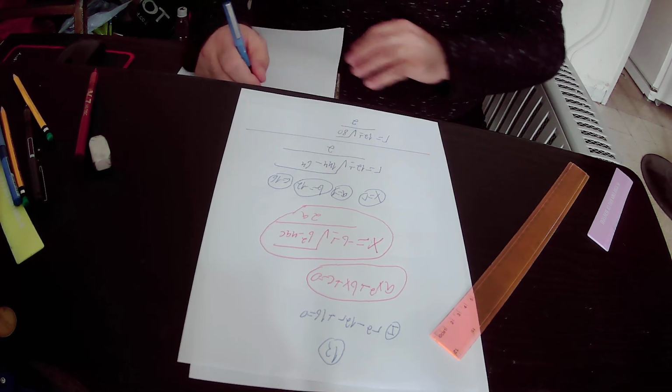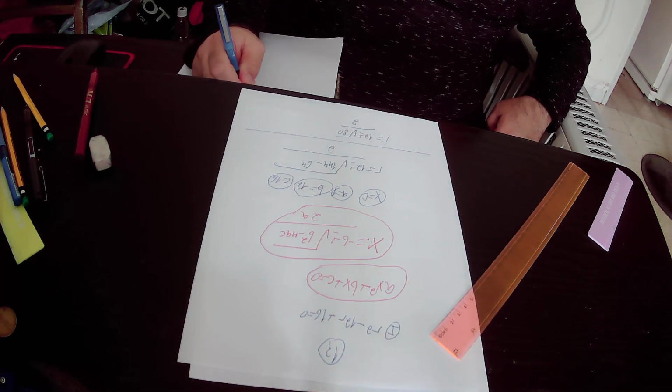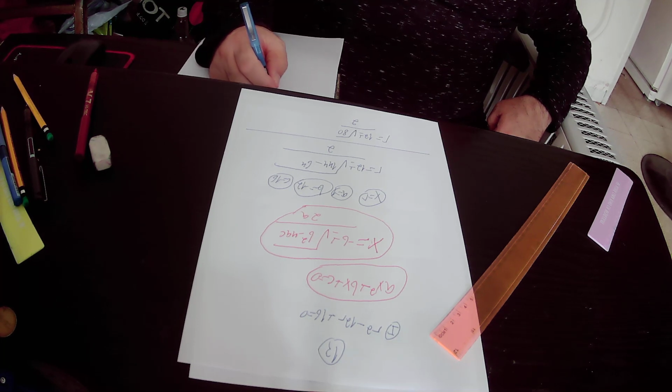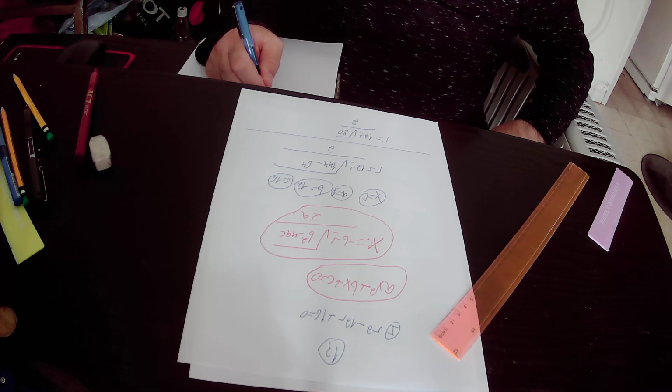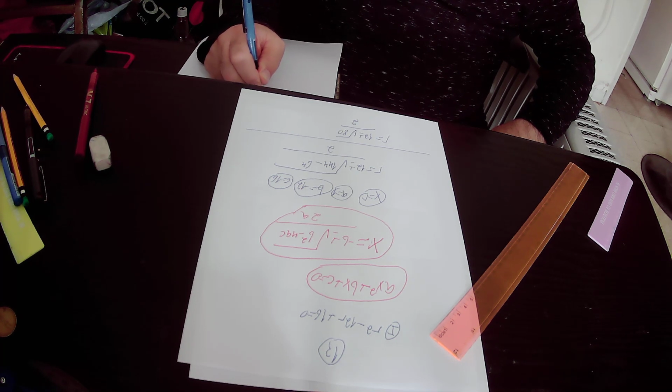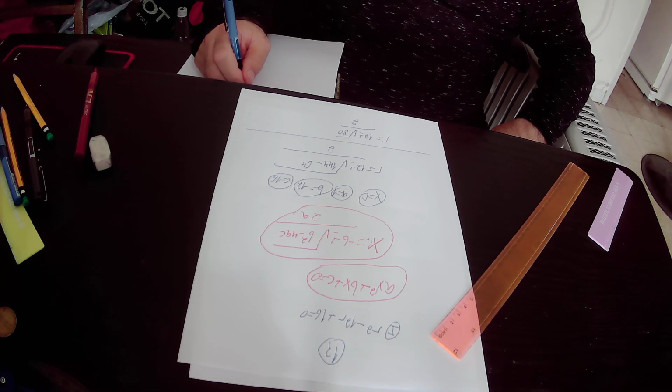Okay, so r equals 12 over 2 is 6, and 80 equals 4 times 20, so write it down.